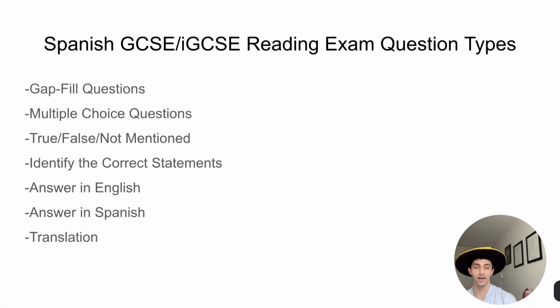So, these are the most common question types that do come up across different exam boards in the reading exam. These include gap fill questions, multiple choice style questions, questions where you have to answer true, false, or not mentioned, questions asking you to identify the correct statements, questions asking you for an answer in English, questions asking you to answer in Spanish, and translation. And if you do have translation as part of your reading paper, then that would be, basically, translation from Spanish into English. I do cover every single one of these question types, apart from translation, all together.